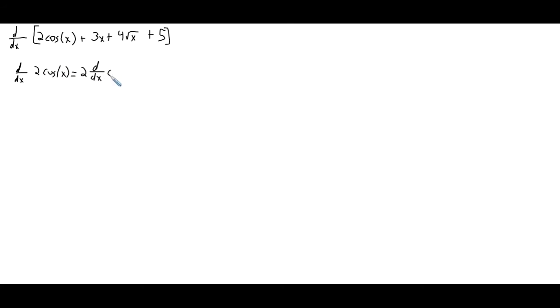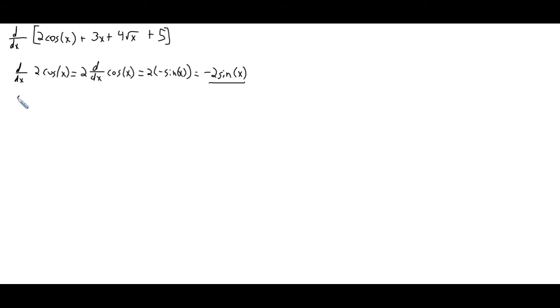So the derivative of 2 times cosine x, we can pull a constant out. So 2 times the derivative of cosine x. The derivative of cosine x, that's one of our properties. It is negative sine x. So we get negative 2 times sine x. Be careful here, right? Because it's very easy to forget the parentheses and just make it 2 minus sine x. That's not it. It is 2 times negative sine x, which is negative 2 times sine x. So just be careful there.